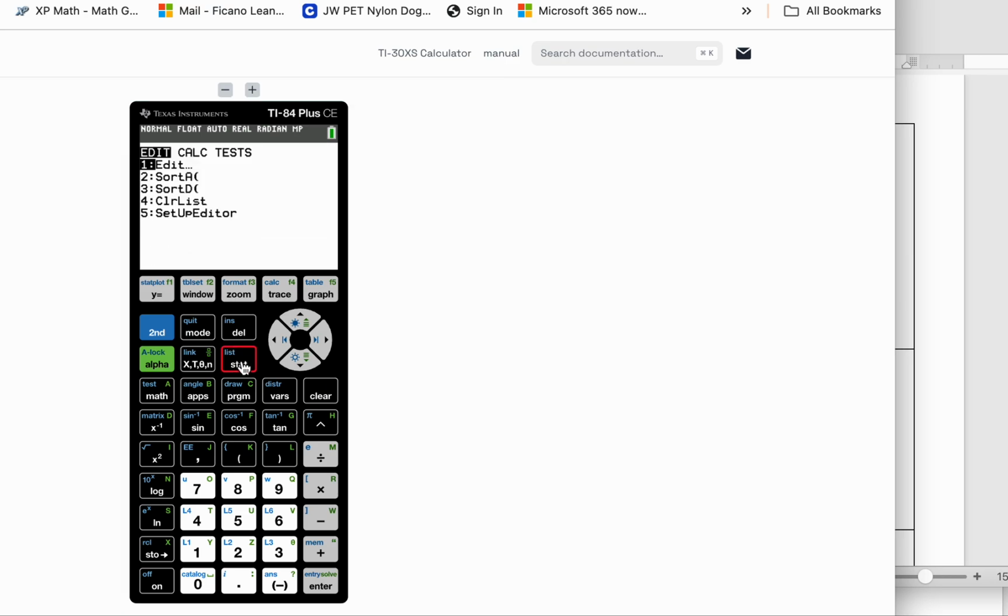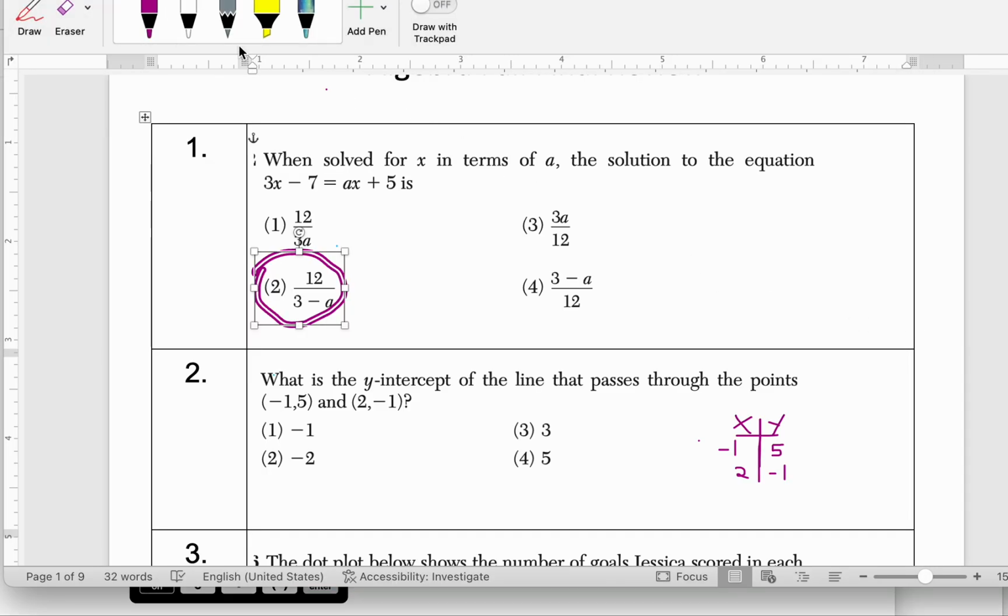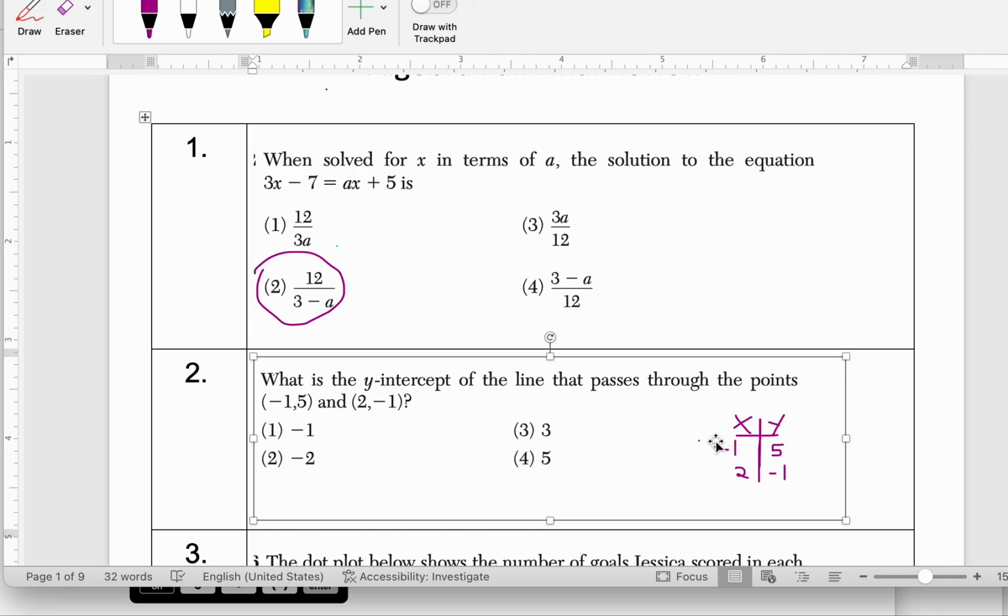Okay, so now I'm going to go to Stat, Calculate, and you guessed it, we're going to linear regression because we want the linear equation. Okay, and here we have y equals ax plus b, where a equals -2 and b equals 3. So we end up with y equals, and our a is -2.